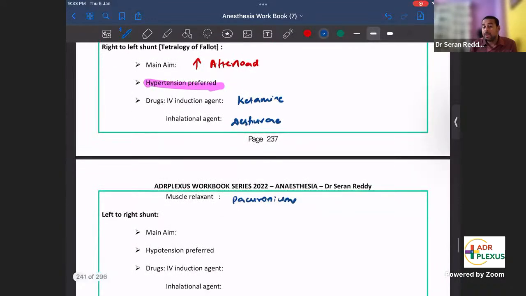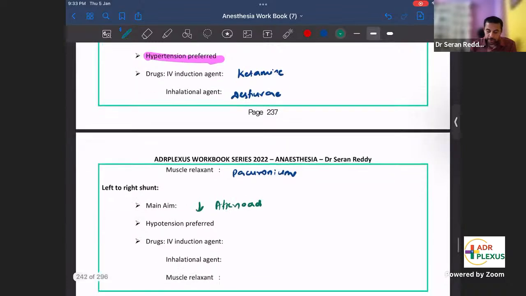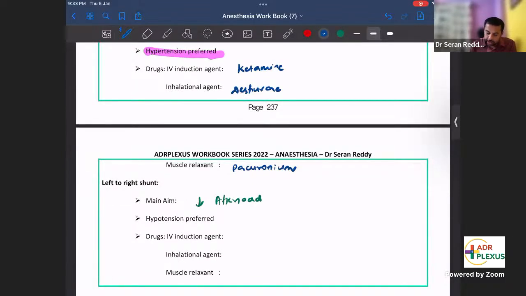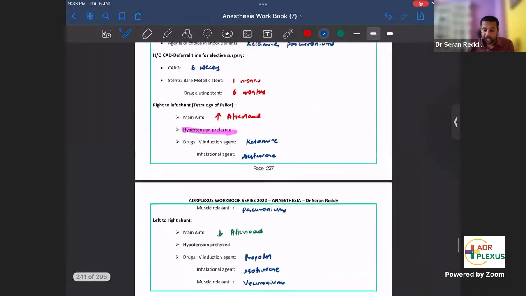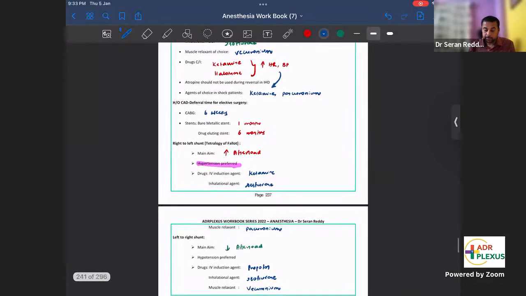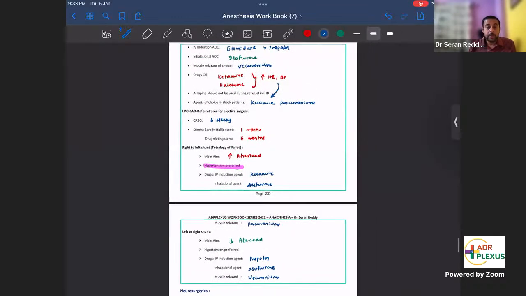At the same time, in left to right shunts, you prefer decreased afterload. Here, hypotension is preferred, exactly opposite. The IV induction agent of choice is propofol, the inhalation agent is isoflurane, and the muscle relaxant is vecuronium because it is most cardiac stable. Okay, this is what I want you to remember. This is about cardiac.